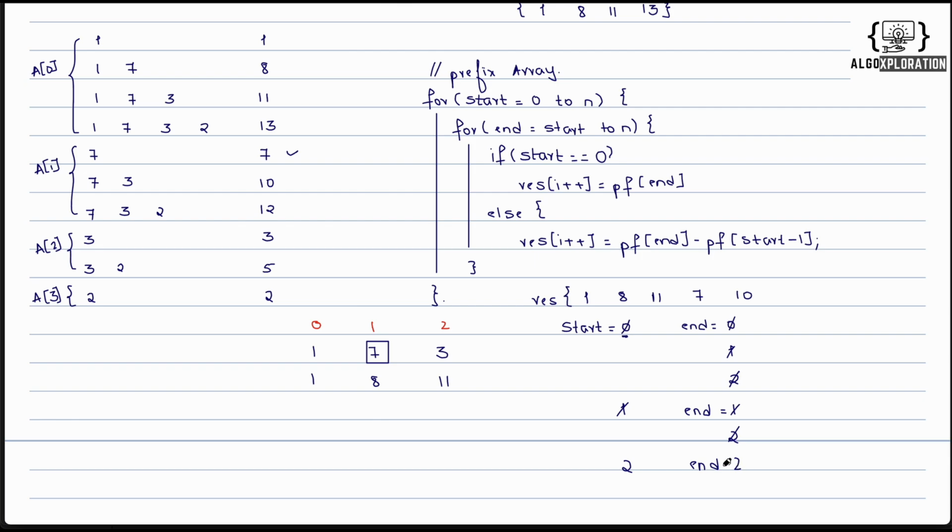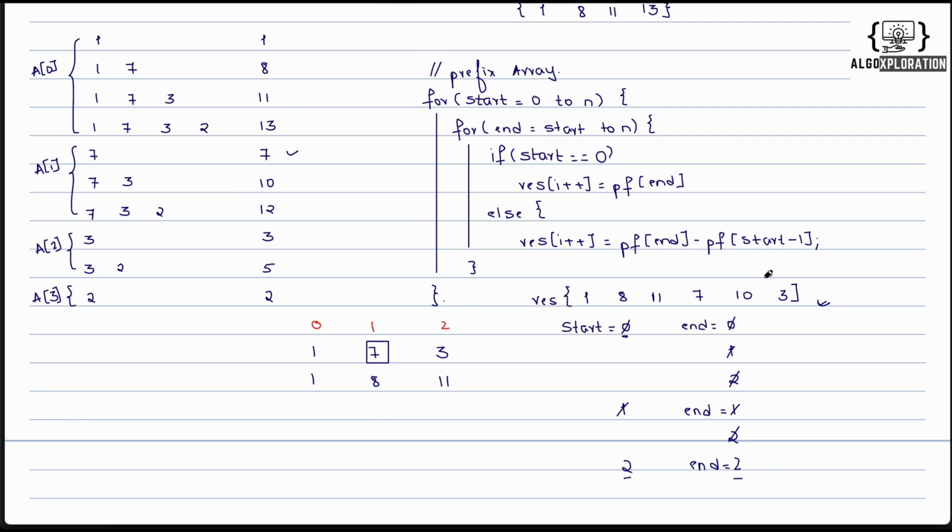End will be 2. So we have to run from 2 to 2. From 2 to 2, we know that there is only a single element, that is 3. So 3 should be my answer. Let's try to find out. Again, start is not equal to 0, so the else case will execute. It says pf of end, the value of end is 2, so that will be 11, minus pf of start minus 1. 2 minus 1 will be 1, right? So simply subtract 8 from 11, that will be 3. So I'll store 3, right? That's it. So we are done.